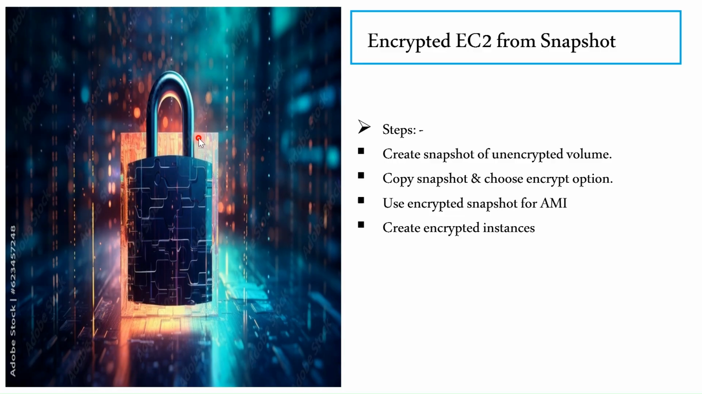Now, we have seen in our video how to create a normal EC2 instance. But suppose I want to create an encrypted EC2 for security reasons. Suppose I am doing very sensitive data processing. For that use case, we can always create an encrypted EC2. How? I will show you. Here are some steps which I have listed. First, we have to create a snapshot of an unencrypted volume, which we have already done. Our snapshot name is snapshot demo. Then we have to copy and choose the encrypt option.